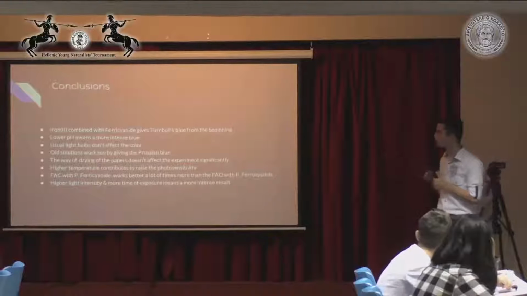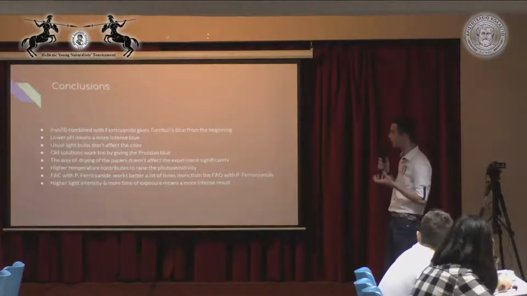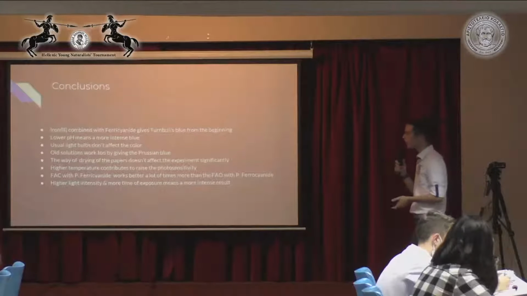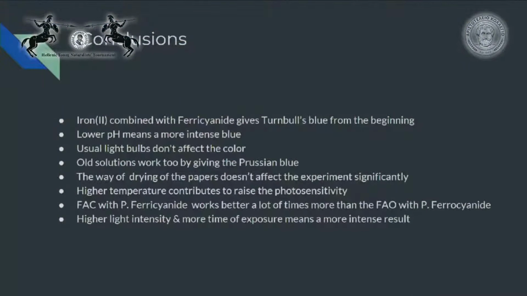Right, and those are my conclusions. Iron 2+ combined with ferricyanide gives Turnbull's blue from the beginning. Lower pH means a more intense blue. Usual light bulbs don't affect the color. All solutions work too, giving the Prussian blue. The way of drying the papers doesn't really affect the experimental procedure.